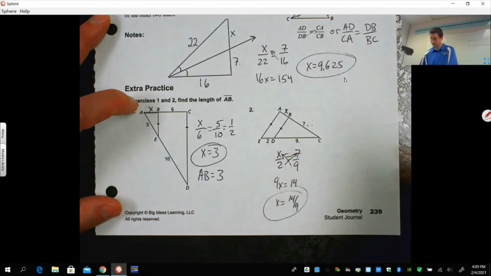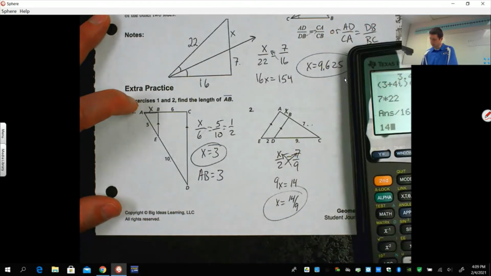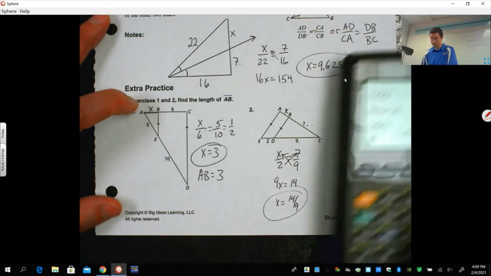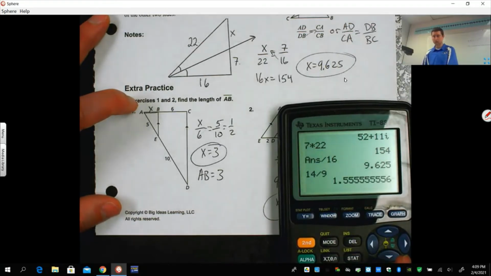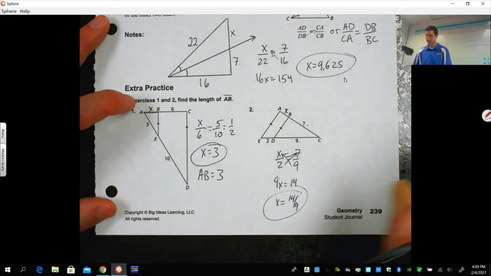That fraction is going to be weird. It's going to be a repeating decimal, so we're just going to leave it as 14 ninths. It stays as a fraction.